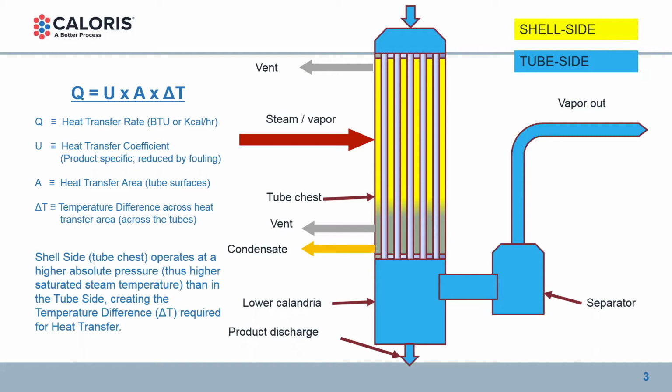In my talk here, I'm going to focus on falling film evaporators, vertical shell and tube heat exchangers, where we've got the product liquid flowing down the inside of the heat exchanger tubes, and a saturated vapor or steam on the outside shell, condensing on the outside of those tubes. The shell side, the tube chest as we often call it, operates at a higher absolute pressure than the tube side. Since it's at a higher pressure with saturated steam, and inside the tubes we are at a lower pressure, that creates the differential temperature to drive our heat transfer.